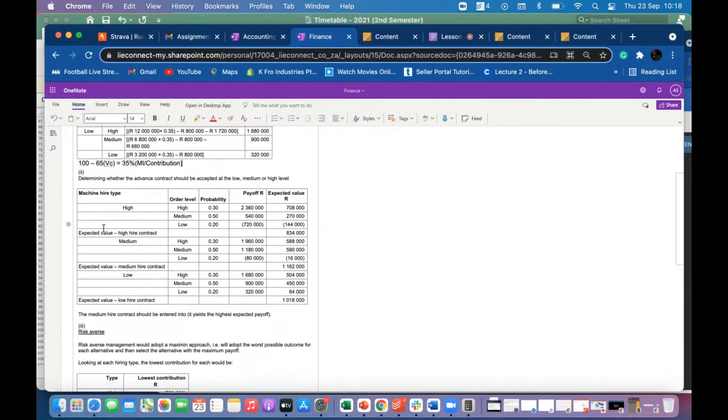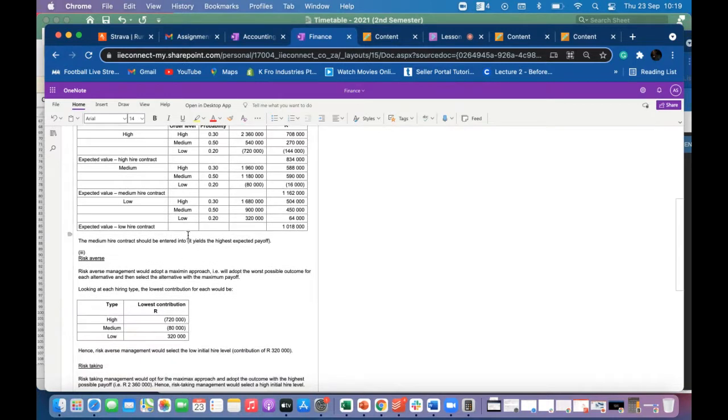So when we go to expected value of high contract, what we've done is we've added all these high contract expected values, and that's how we're getting this 834,000. Medium, we do the same, add all those expected values under the different scenarios, and we get this 1,162,000. Low, we do the exact same, and we have 1,018,000.